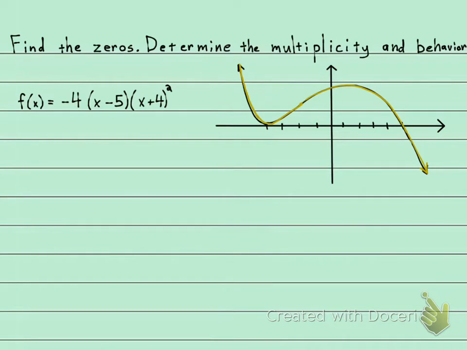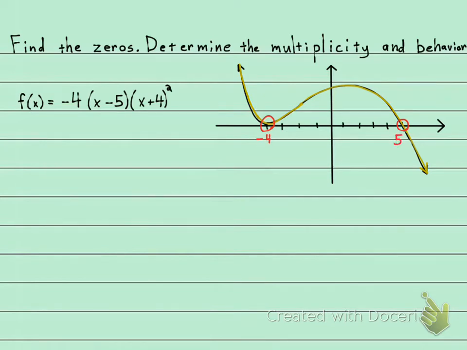So how many zeros does this graph have? Well, it has 2 zeros. It has one right here where it hits the x-axis, and then it has one right here where it crosses through the x-axis. And let me label where these zeros are. The smaller zero is over here at -4, and the larger zero is over here at 5.